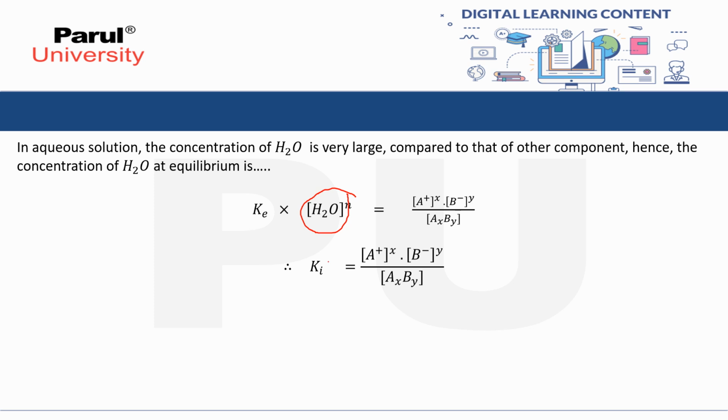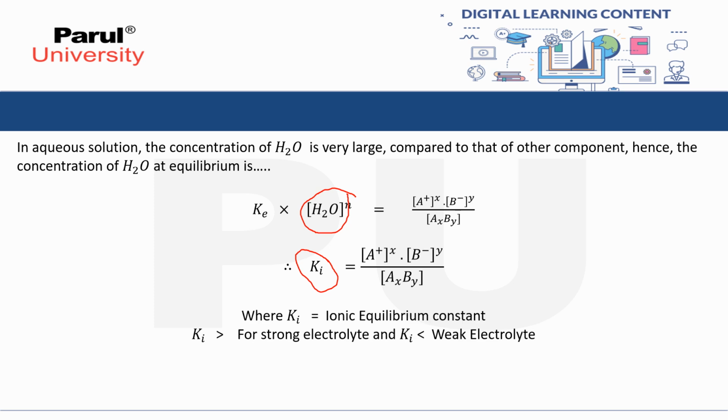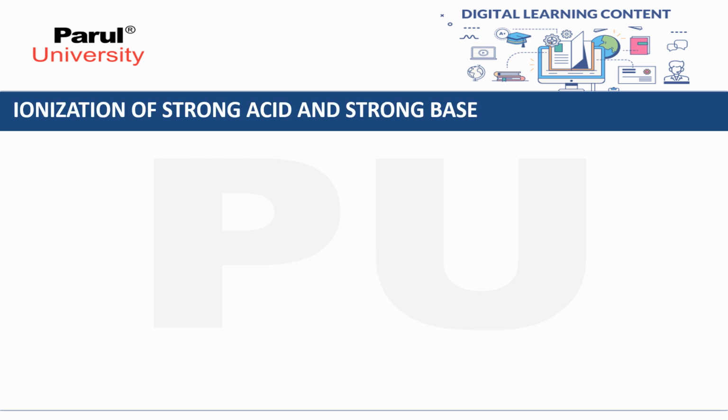Hence, the ionic equilibrium constant will be equal to the product of the concentrations of the two products upon concentration of the reactant, where Ki is the ionic equilibrium constant. This ionic equilibrium constant is greater for strong electrolytes and smaller for weak electrolytes.